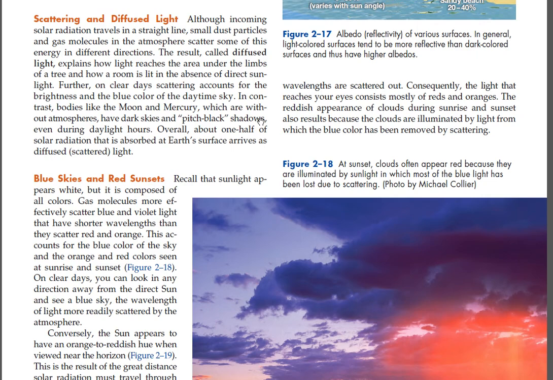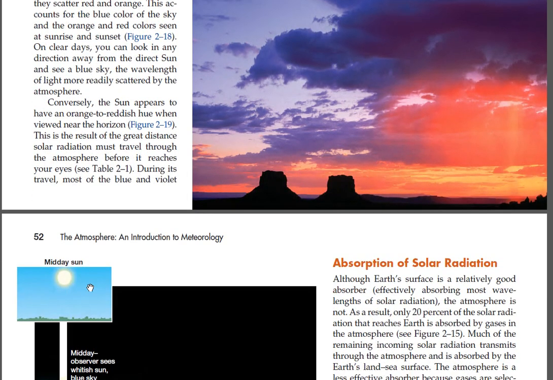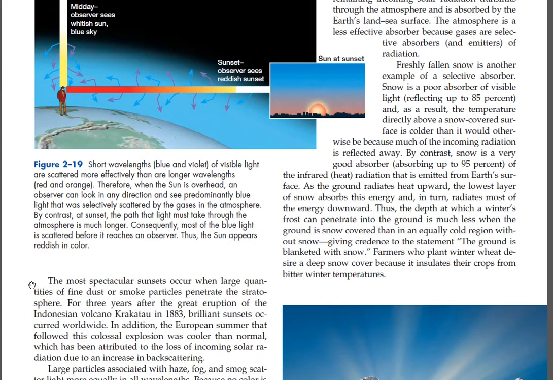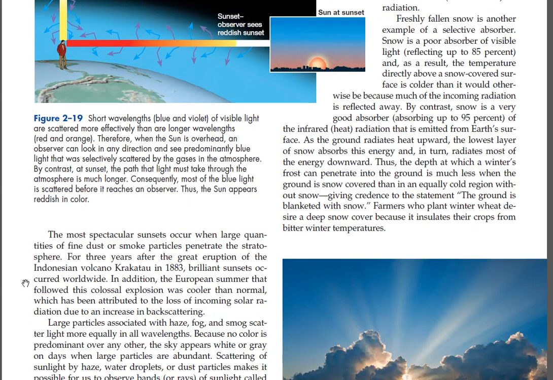The most spectacular sunsets occur when large quantities of fine dust or smoke particles penetrate the stratosphere. For 3 years after the great eruption of the Indonesian volcano Krakatau in 1883, brilliant sunsets occurred worldwide. In addition, the European summer that followed this colossal explosion was cooler than normal, which has been attributed to the loss of incoming solar radiation due to an increase in backscattering.